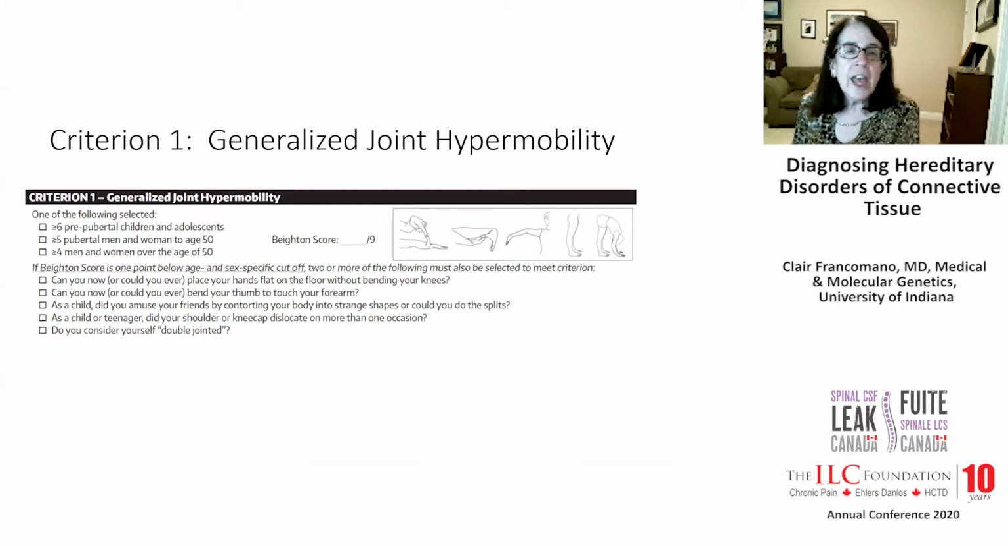These questions are: Can you now or could you ever place your hands flat on the floor without bending your knees? Can you now or could you ever bend your thumb to touch your forearm? As a child, did you amuse your friends by contorting your body into strange shapes, or could you do the splits? As a child or teenager, did your shoulder or kneecap dislocate on more than one occasion? And finally, do you consider yourself to be double jointed? So 2 positive answers to any of those 5 questions will get you an extra point for the Beighton score.